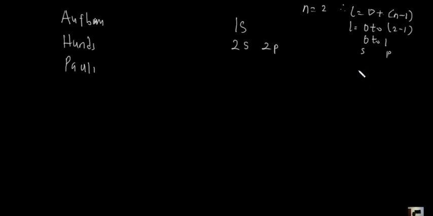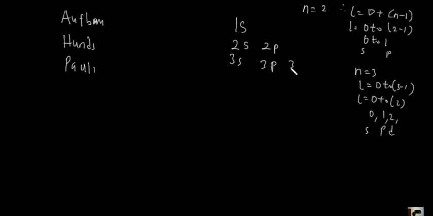On the other hand, if n equals 3, you have that L is going to be 0 to 3 minus 1. So let's do this. L is 0 to 3 minus 1, which is 2. And that's going to be 0, 1, 2, basically. 0 is S, 1 is P, and 2 is D. You can do that till F, but basically that's that. So you have 3S, 3P, and 3D. Then we have 4S, 4P, 4D, and 4F.